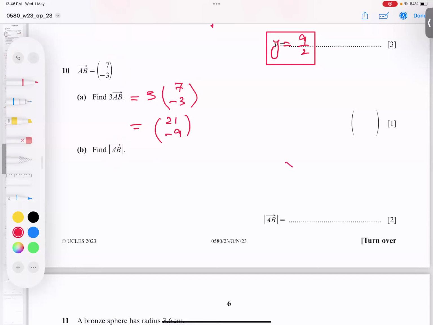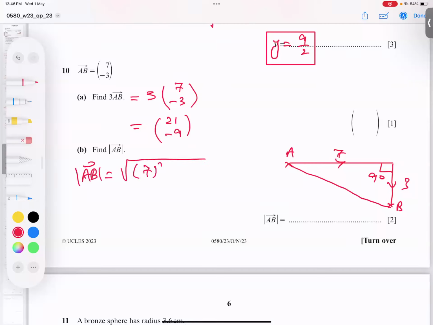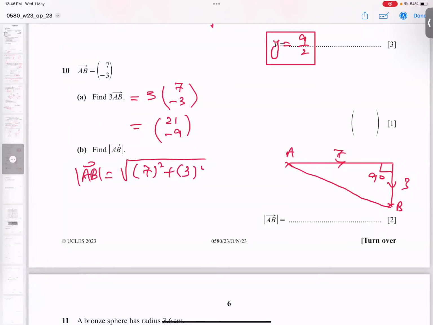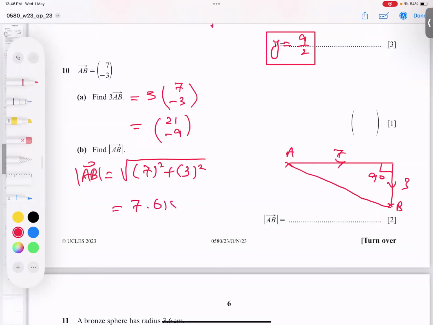A and B. For example, this is A. I move 7 right side, and negative 3 means downwards 3. So B is ending here. And if I join it, I get a right angle triangle. So when we want to find this length, I will always use Pythagoras theorem. So the modulus of this vector is equal to square root of 7 square plus 3 square. And if I type in the calculator, I'm getting the answer 7.615. After rounding to 3 SF, 7.62. And I believe you got the point.